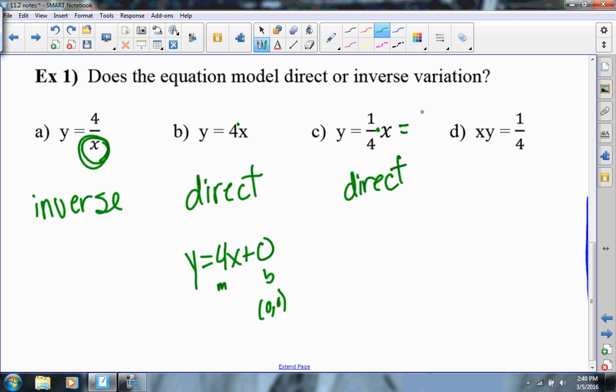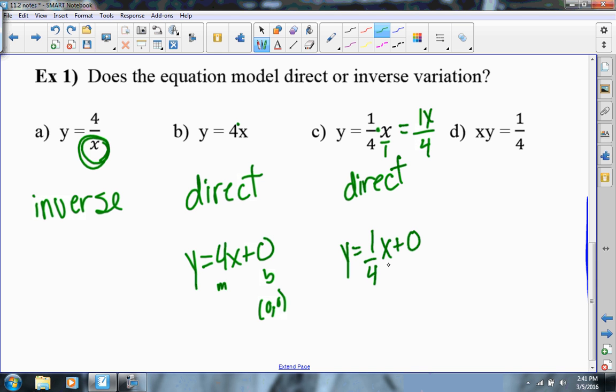We could rewrite that as 1x over 4 to show you that if we multiply it across, we can put the x over 1. And if we multiply it across the numerators, 1 times x is 1x, and 4 times 1 is 4. So we're dividing by a number. We're not dividing by the variable. So since we're multiplying the 1/4 and the x, that's direct. And you could also think of that as your slope. Y equals 1/4 x plus 0. That 1/4 would be your slope.